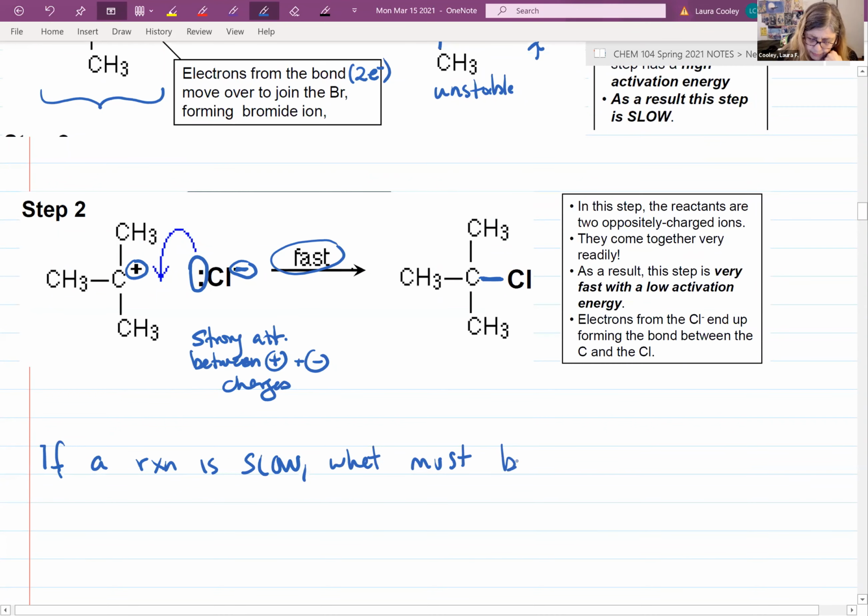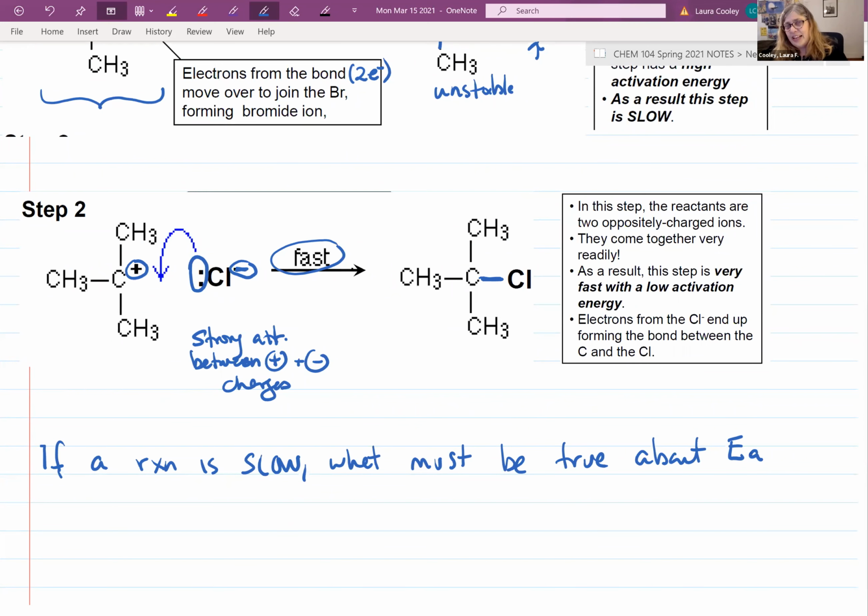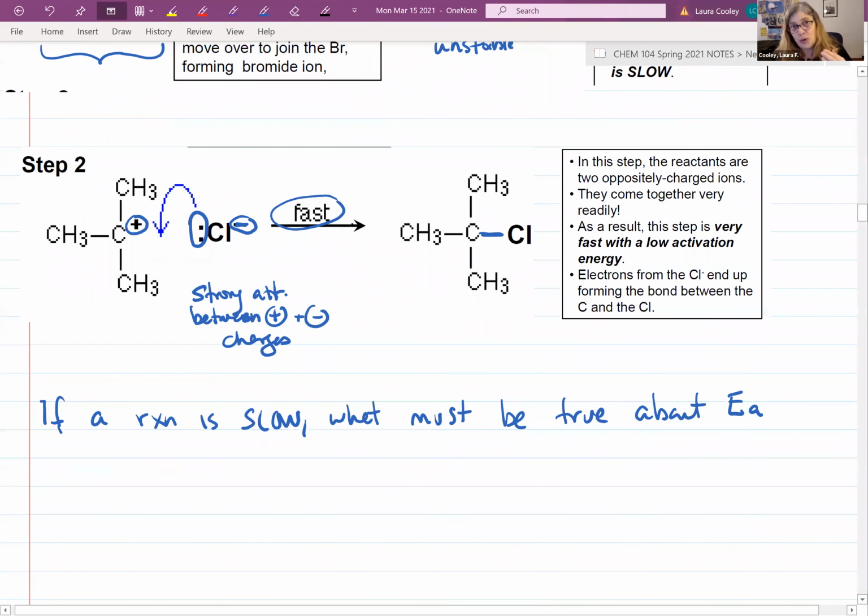Low activation energy. A low activation energy means that a lot of molecules will have the energy to go over it, and the reaction will be fast. So it's maybe the opposite. I meant it would happen in a long time, and it would be a small rate. So this reaction is slow, and the activation energy is large.